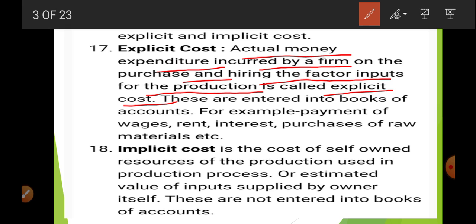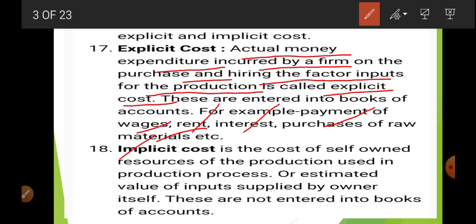Here are given some examples like wages paid to the labor, rent paid when we are taking land on lease, interest when we are borrowing money from the market, purchase of raw material. So these are what? These are your explicit cost.